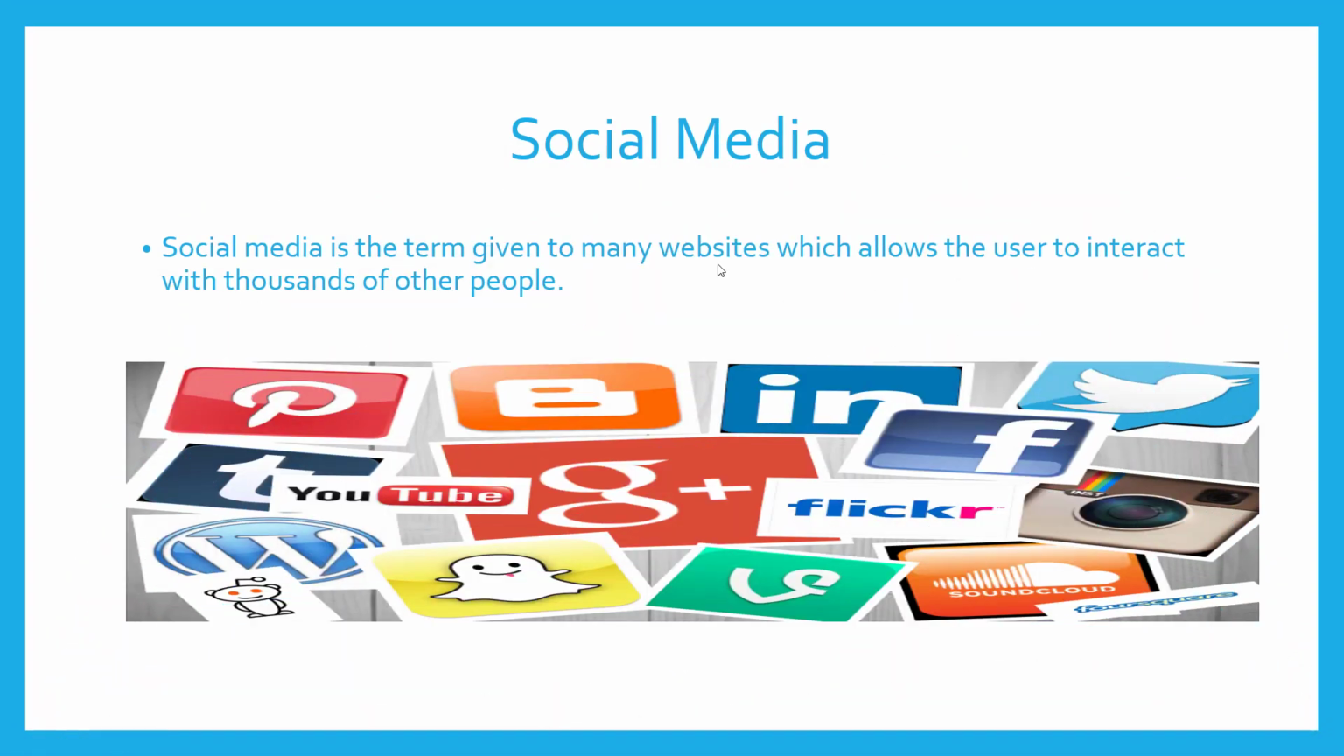Social media. We all know what social media is, but this is a term given to many websites which allows the user to interact with thousands of other people. Facebook is the #1 social media site right now. Twitter is very popular, Pinterest, Tumblr, Snapchat, WordPress. It can go on and on. There are thousands and thousands of different social media websites, but Facebook is #1, Twitter is #2.